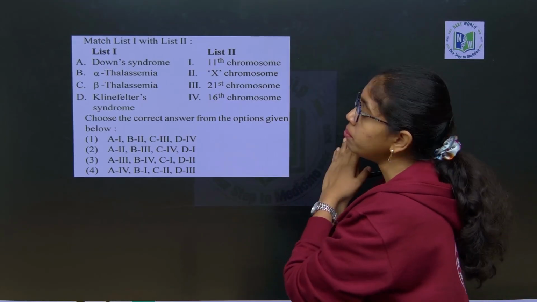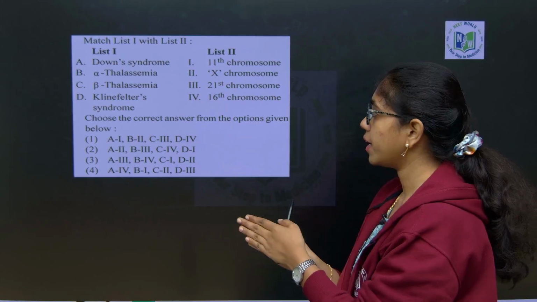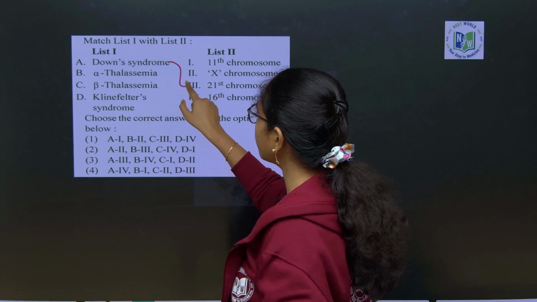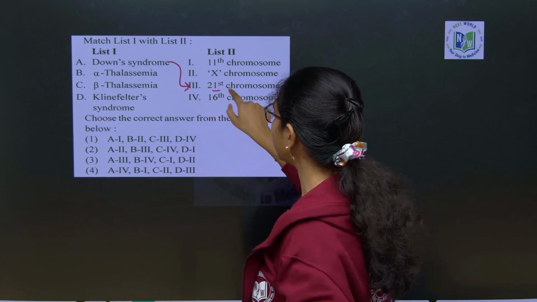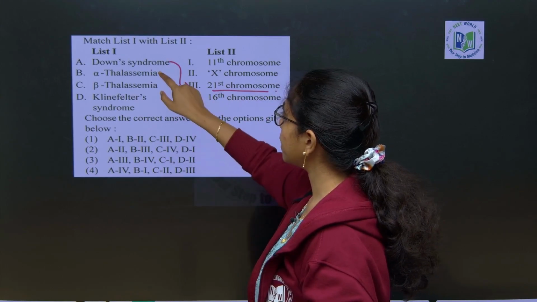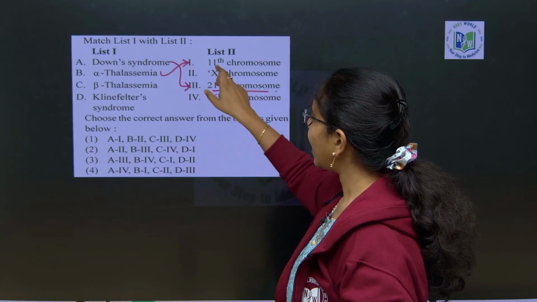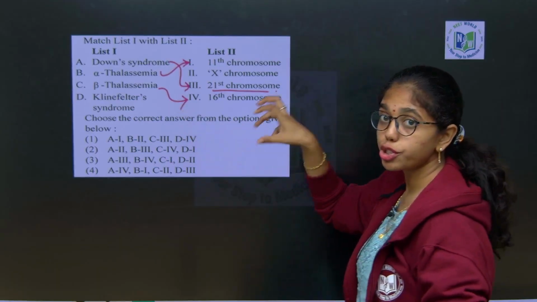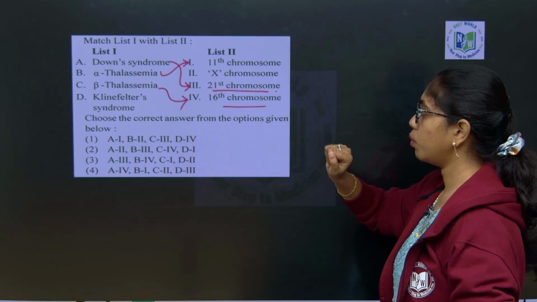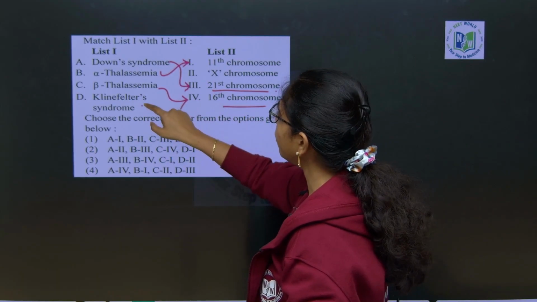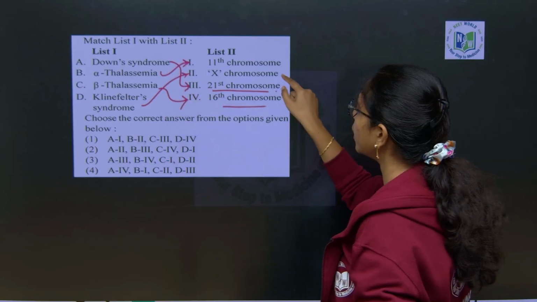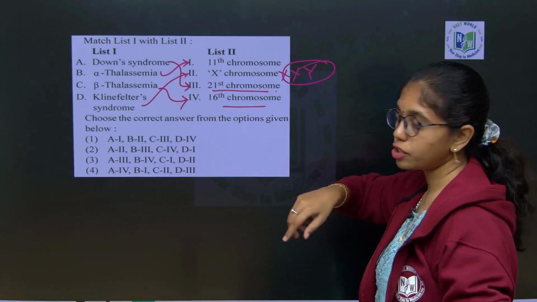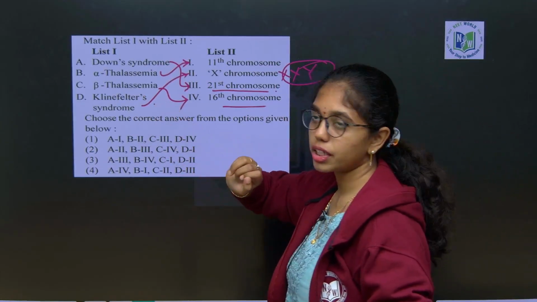Next, this is again from Principles of Inheritance, genetic disorders. Down syndrome is a chromosomal disorder caused due to trisomy of the 21st chromosome. Next, alpha thalassemia is because of a mutation on the 11th chromosome, and beta thalassemia is because of a mutation in the short arm of the 16th chromosome. Next, Klinefelter syndrome is because of the trisomy XXY, which is seen in males. Trisomy of allosome, that is Klinefelter syndrome in males.